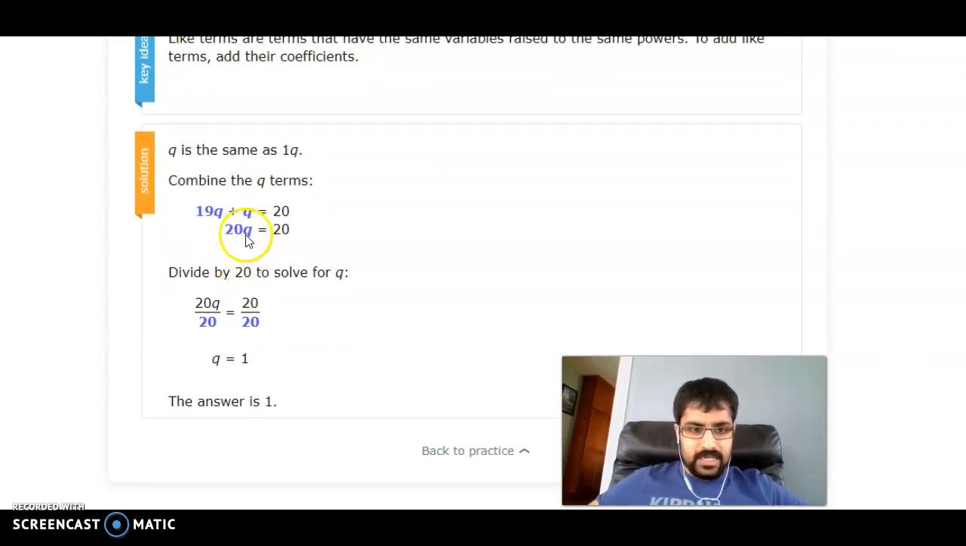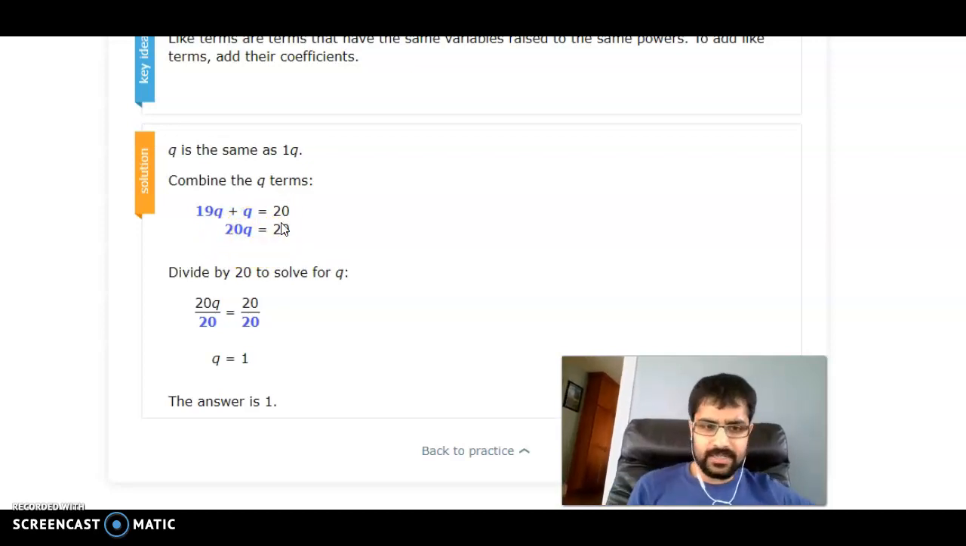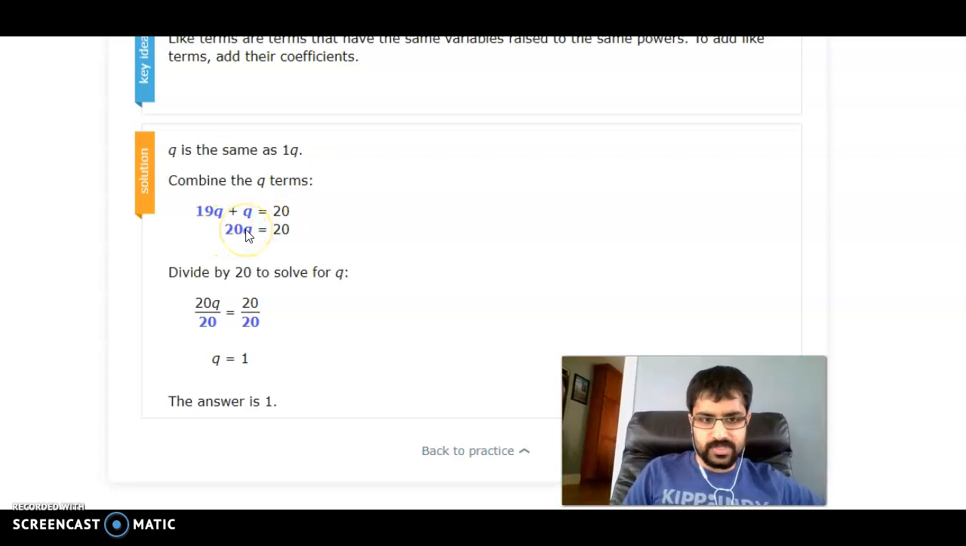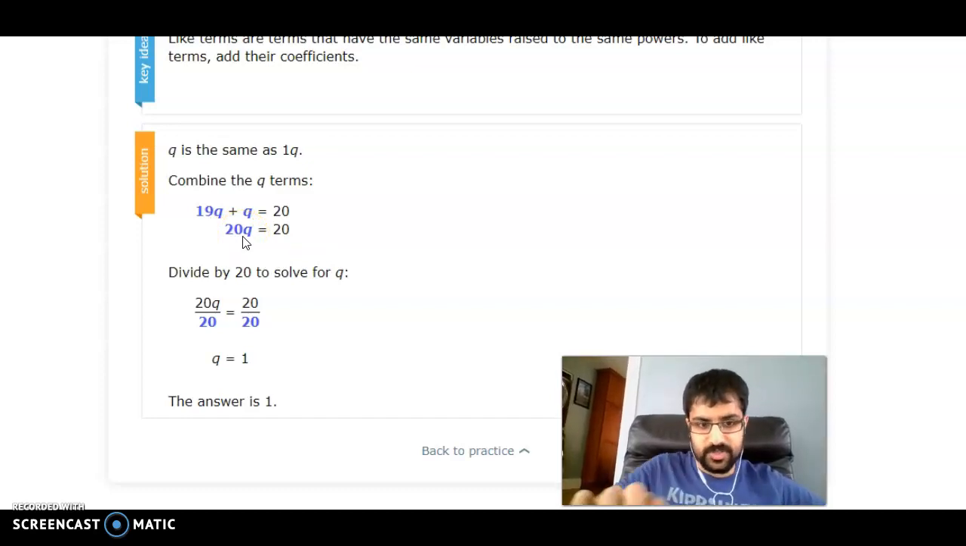Once I've gotten to that, to solve this, I need to get this q by itself. I need to simplify this equation. And so I do this by dividing out this 20 that's being multiplied. The reason I divide is because I always want to use the inverse operation that's in play. The inverse of multiplication, the opposite, is division. This is something we've already discussed in previous videos, but I wanted to make sure we refreshed our memory on why we were doing it this way.